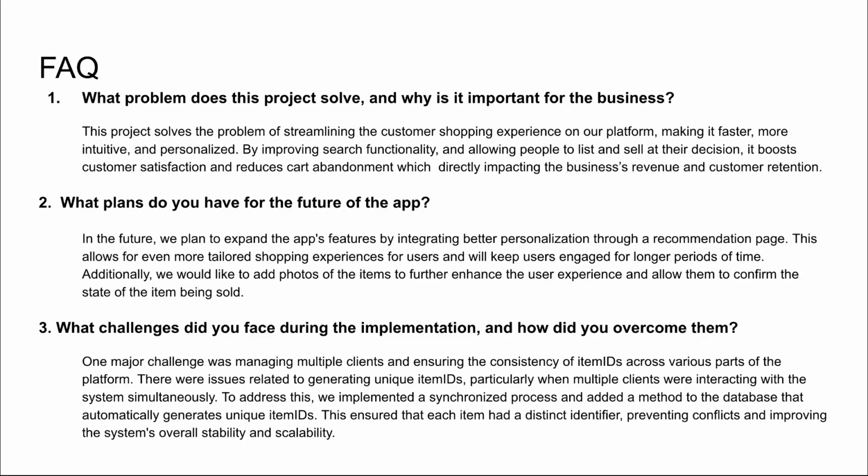Lastly, what challenges did you face during the implementation and how did you overcome them? One major challenge was managing multiple clients and ensuring the consistency of item IDs across the various parts of the platform. There were issues related to generating unique item IDs, particularly when multiple clients were interacting with the system simultaneously. To address this, we implemented a synchronized process and added a method to the database that automatically generates unique item IDs. This ensured that each item had a distinct identifier, preventing conflicts and improving the system's overall stability and scalability.